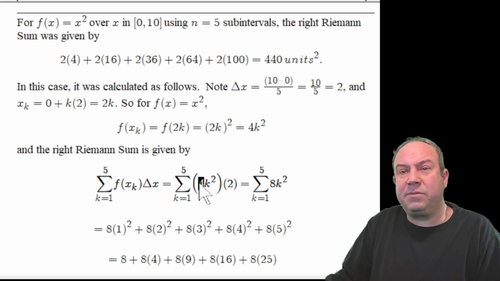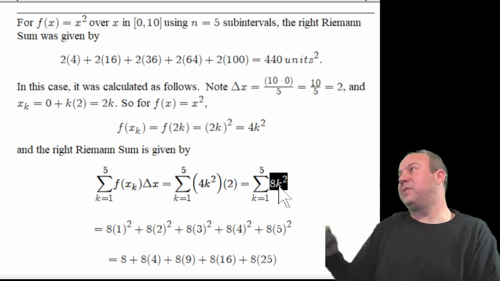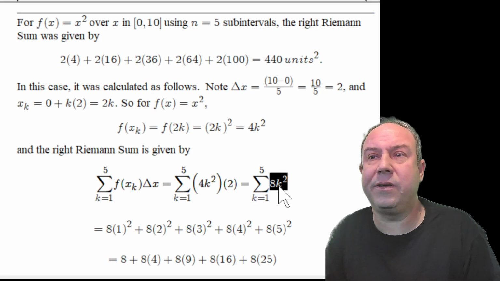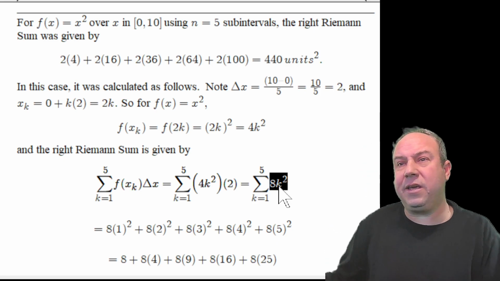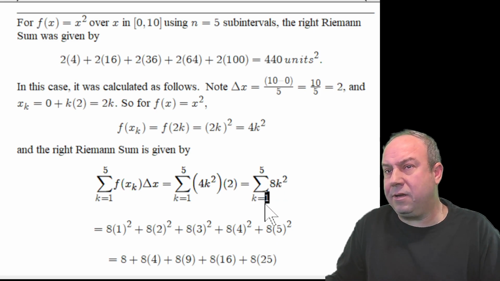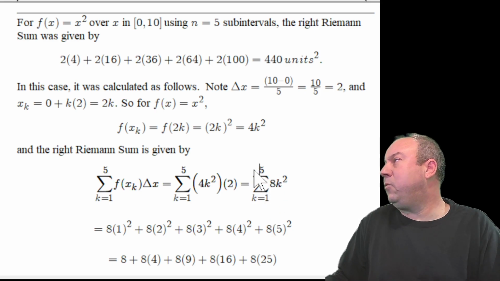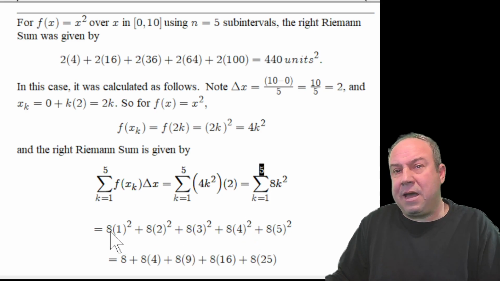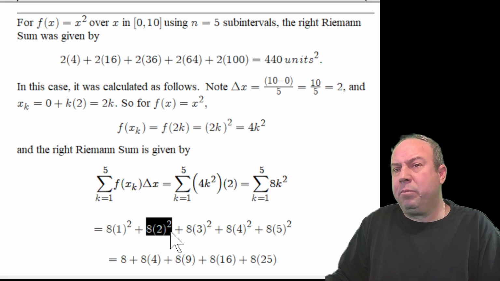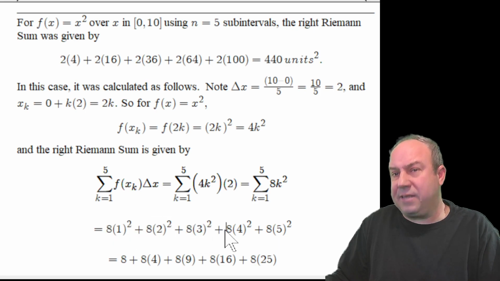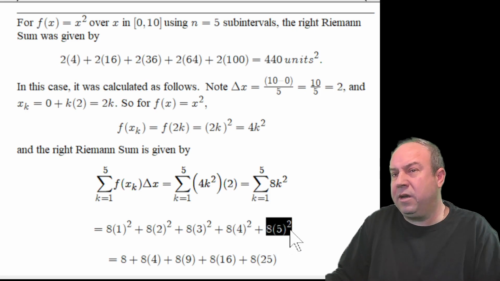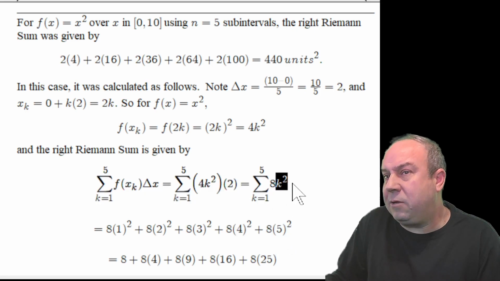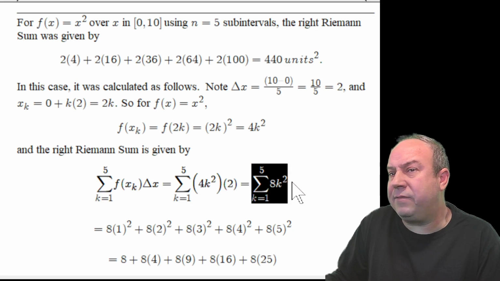Now the 4 times the 2 will simplify to 8, and what you'll be technically summing is the quantity 8k squared, starting at k equal to 1 in the pattern, and continuing up to k equal to 5. In this pattern, it would be 8 times 1 squared, plus 8 times 2 squared, plus 8 times 3 squared, plus 8 times 4 squared, going all the way up to k equal to 5, 8 times 5 squared.